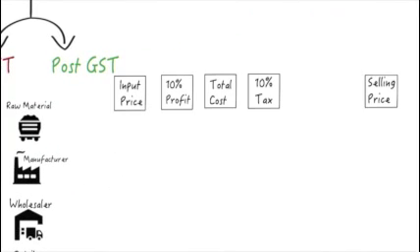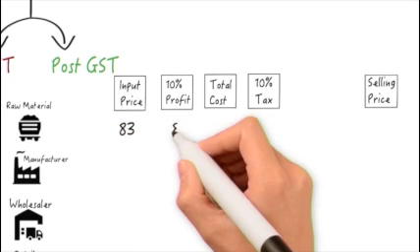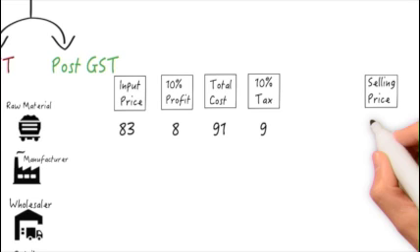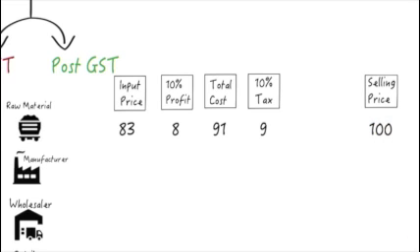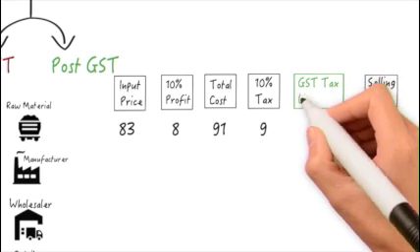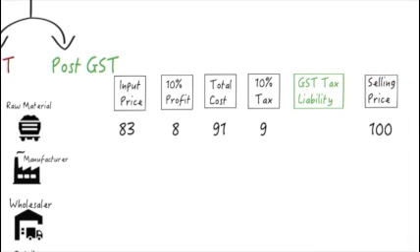So, the cost of producing the raw material remains the same at 83 rupees plus 10% profit gets the price to 91 rupees. On this, 10% government tax works out to be 9 rupees, which adds to the cost, and therefore the price comes to 100 rupees. Here is the difference. GST tax will be collected at every stage, hence the producer of the raw material will now have to pay 9 rupees to the government.